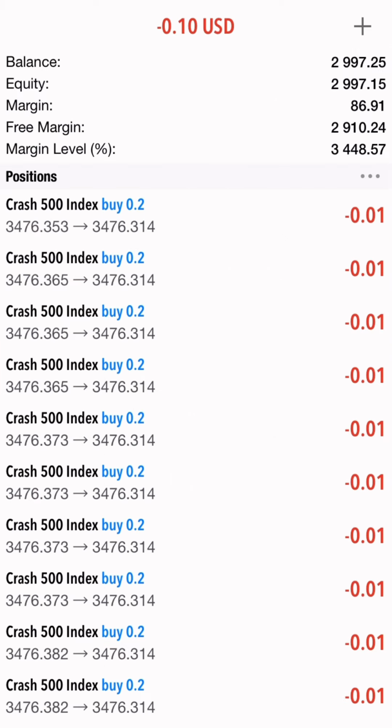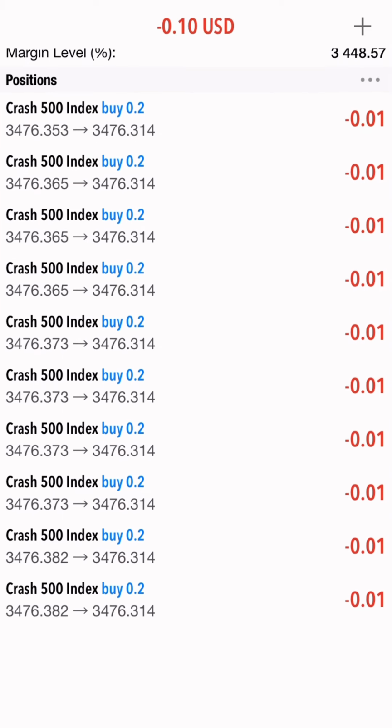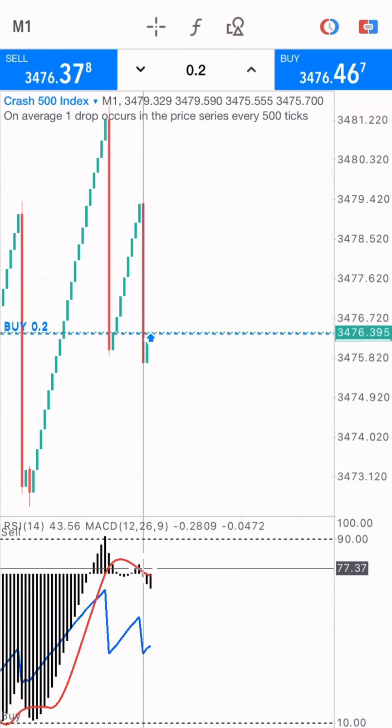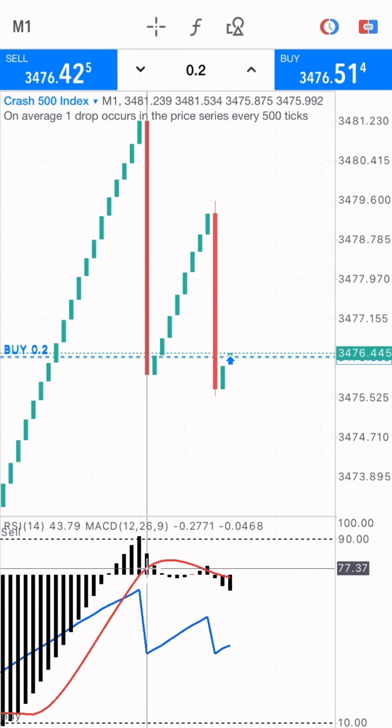So I just entered into 10 positions at a lot of 0.2, and we took a buy, right? So we took a buy. I'm going to be scalping just 3 candle ticks from this market, right? So I'm going to take just 3 candle ticks from this market. So let's wait for 3 candle ticks, and there's going to be an exit from this market, right?